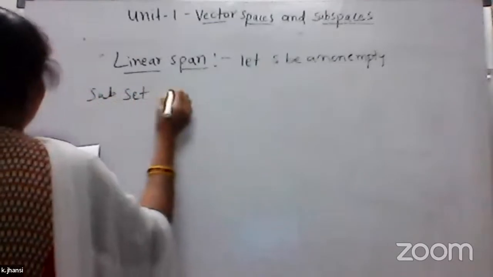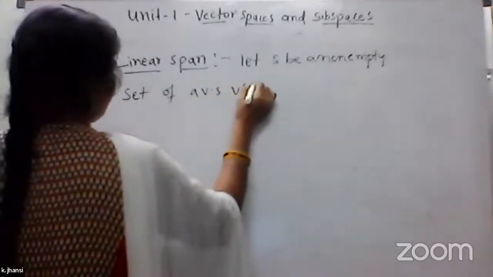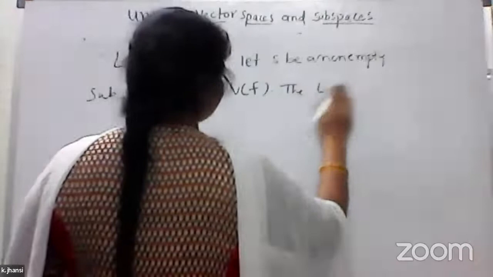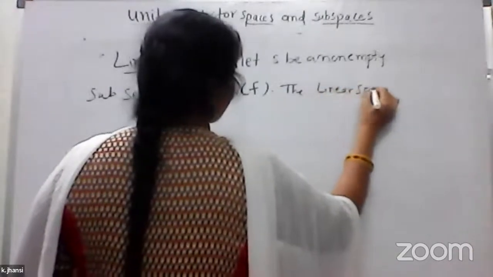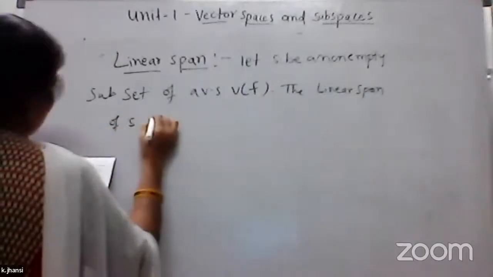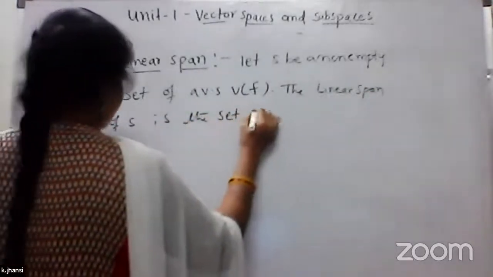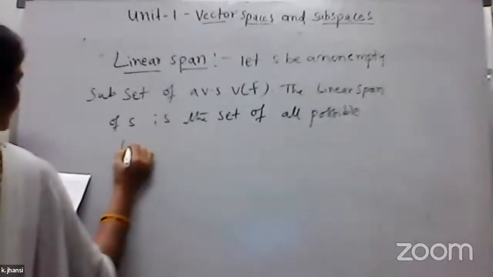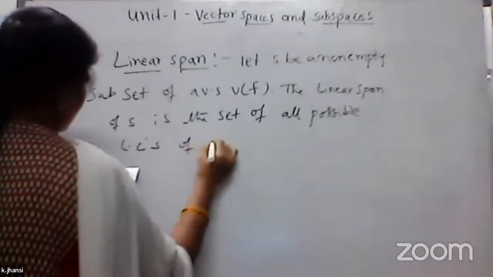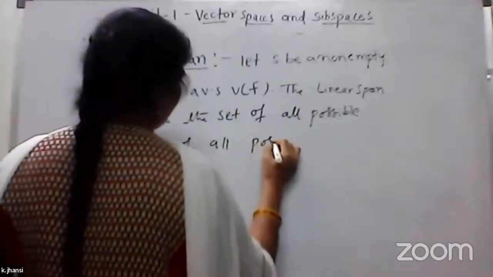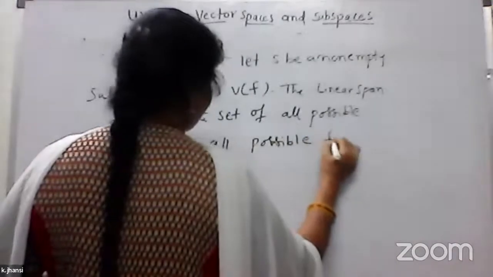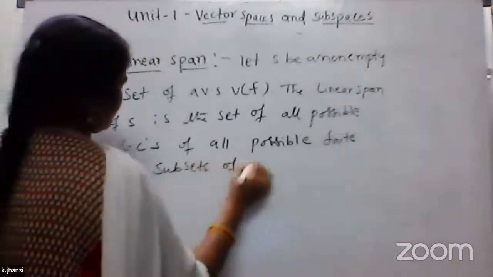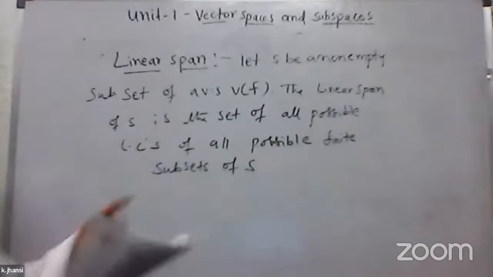non-empty subset of a vector space V over F, the linear span is the set of all possible linear combinations of all possible finite subsets of S. Okay, this is the main definition of linear span.